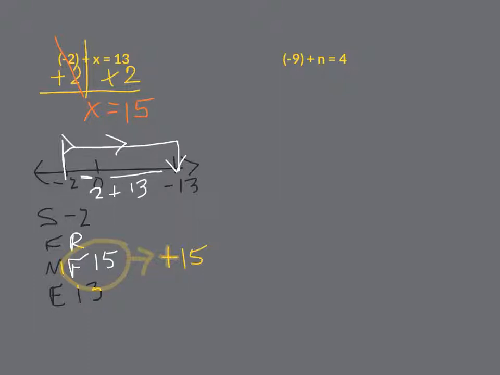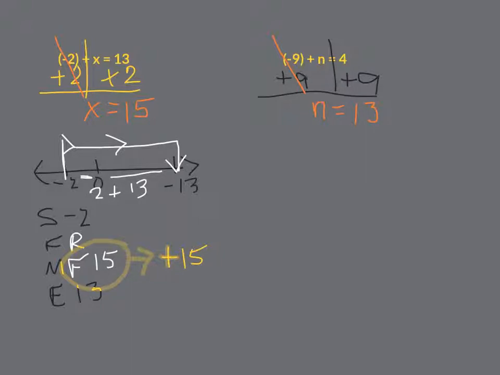Next problem. I'm going to take my usual first step. What's the opposite of minus 9 or negative 9? That would be plus 9 on both sides. So I noticed that the first one here would cancel. So I'm left with n equals 4 plus 9, you should know, is 13.